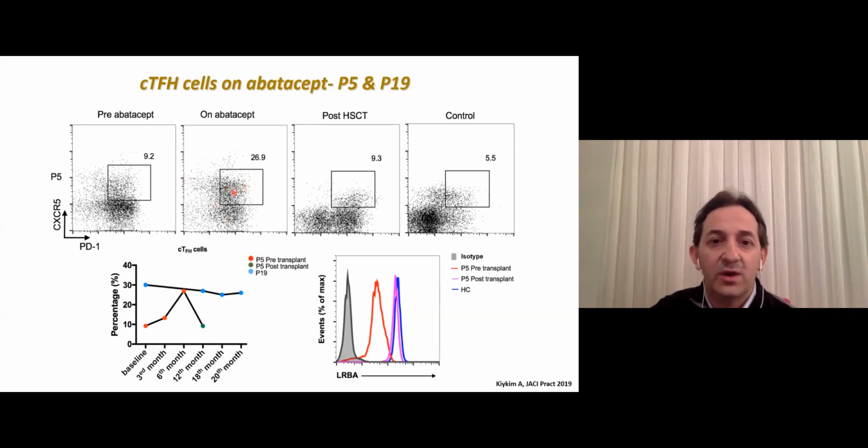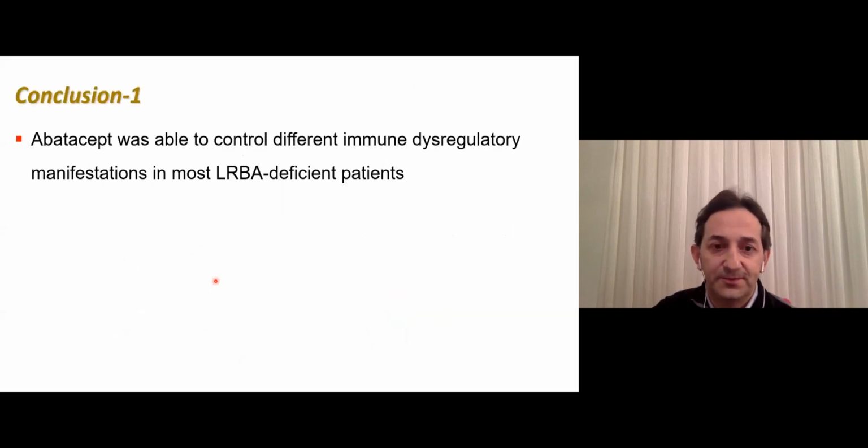Here we had 2 patients that have a severe phenotype. As you can see, at baseline they have a high level of TFH, and they still have this level of TFH despite receiving abatacept. And only in 1 patient did these cells decrease after transplantation. And this shows that the TFH was able to show the resistance or to predict the response to the treatment.